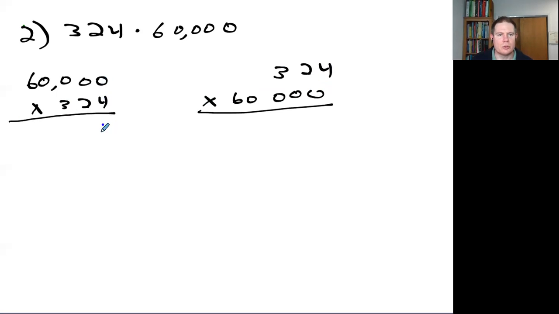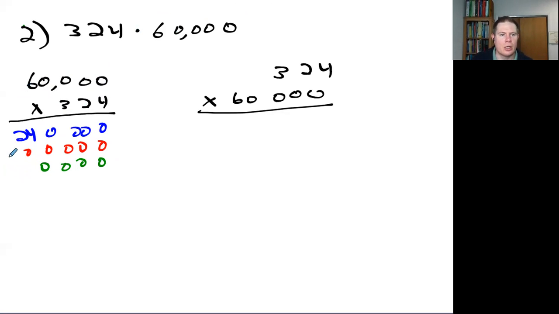So start: 4 times 0 is 0, 0, 0, 0. There's a 0 property in action. Then 4 times 6 is 24. All right, put my placeholder. Now 2 times 0 is 0, 0, 0, 0. 2 times 6 is 18. And then put my placeholders in. Now I'm starting in the hundreds place. 3 times 0 is 4 zeros, and 3 times 6. Oh, did I mess this up? This was a 2. That should have been a 12, not an 18 here. Let me fix that.